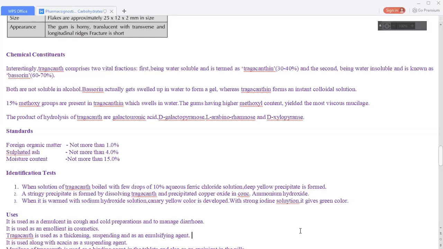Next, when it is warmed with sodium hydroxide solution, a canary yellow color is developed. With strong iodine solution, it gives a green color.